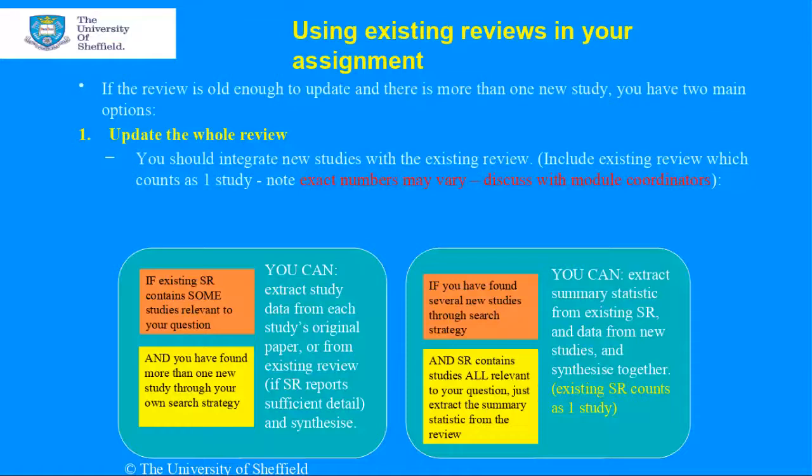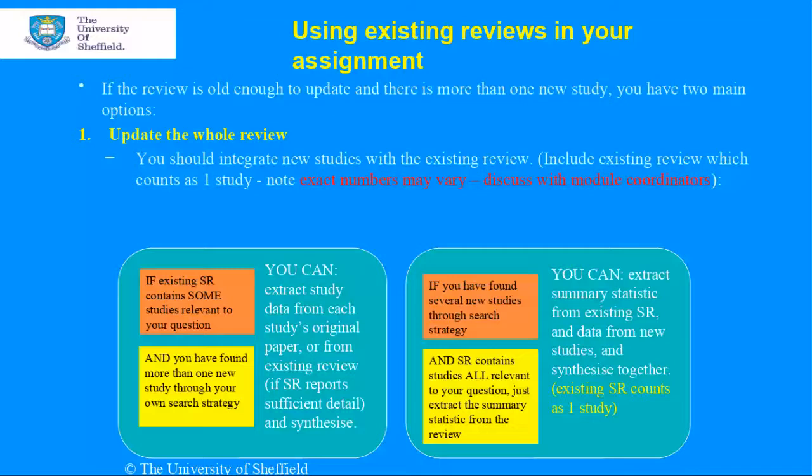How might this apply to your assignment? If the review is old enough to update and there's more than one new study, then you have two main options. You can update the whole review, and so it may well be that some of the studies in the original review are relevant to your new PICO, and that you found more than one new study through your own search strategy. And so you can then extract the study data from the original papers or from the existing review, if done well enough, and then synthesize those together.